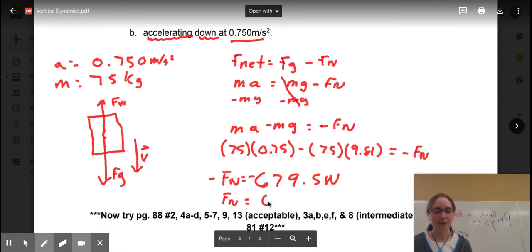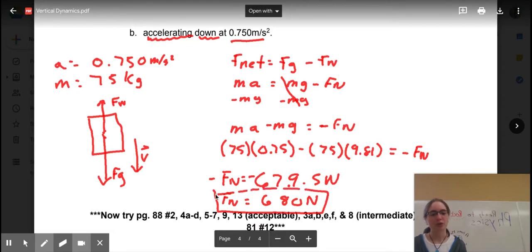FN. Now I'm going to put this into sig digs. So I want 3 sig digs. So I want 680 newtons. Now remember, ladies and gentlemen, weight is down, so that means we do not have to write our direction here.